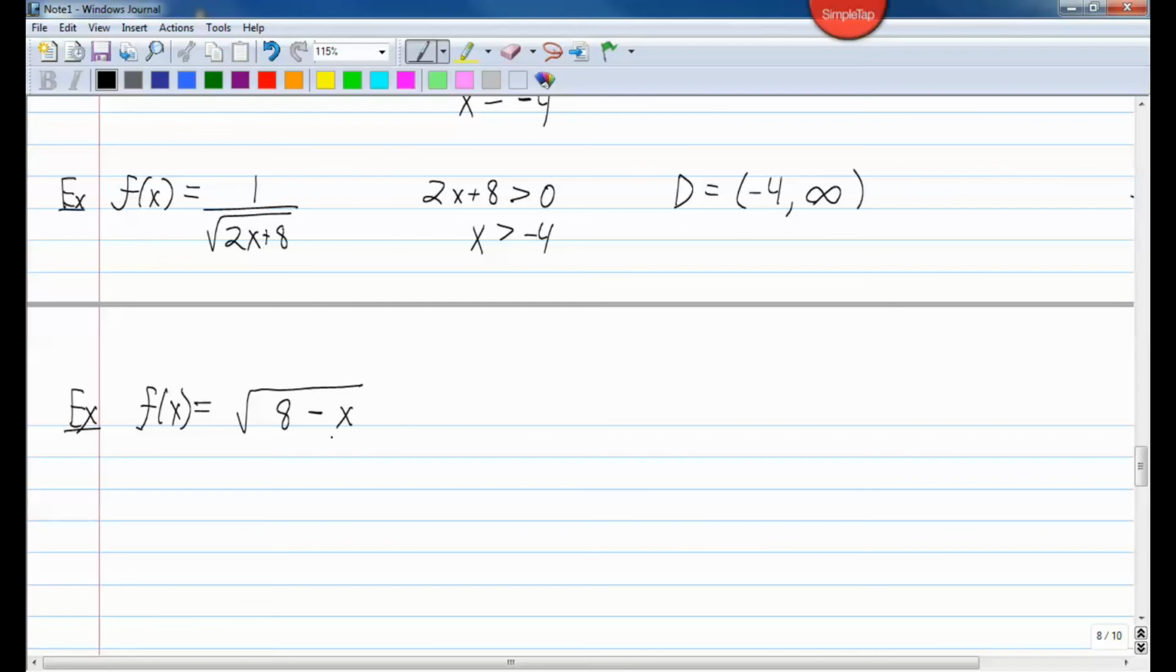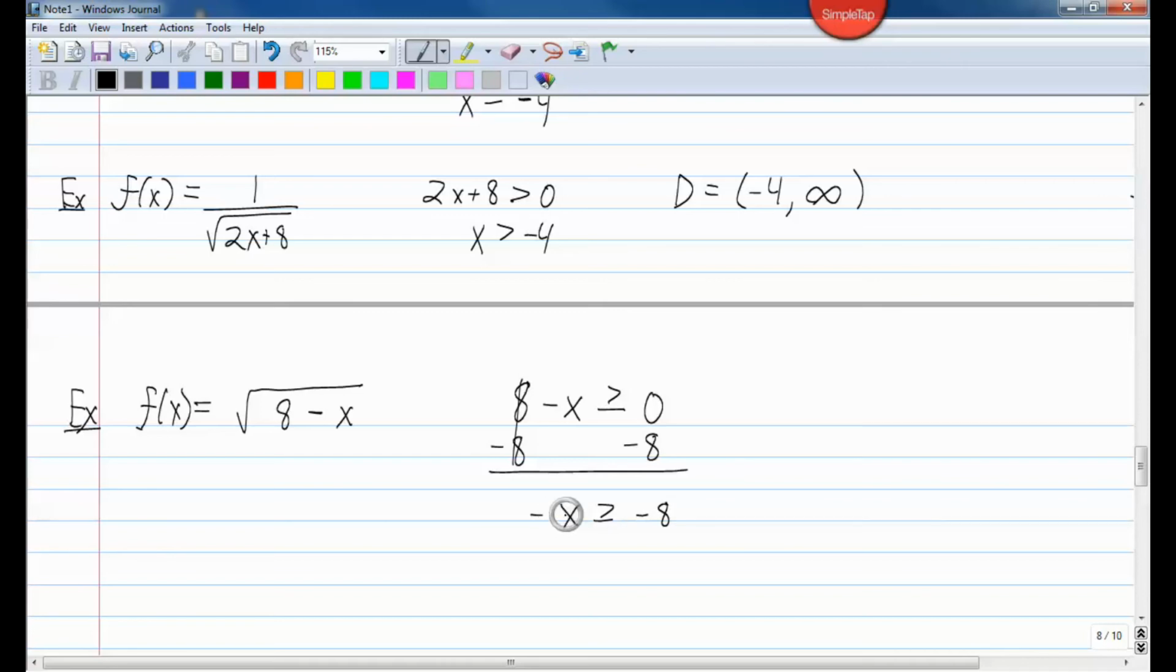So I still want what's under the radical, it's in the numerator, to be greater than or equal to 0. So 8 minus x is greater than or equal to 0. Now let's solve for x. Move the 8 over, and I have negative x is greater than or equal to negative 8.